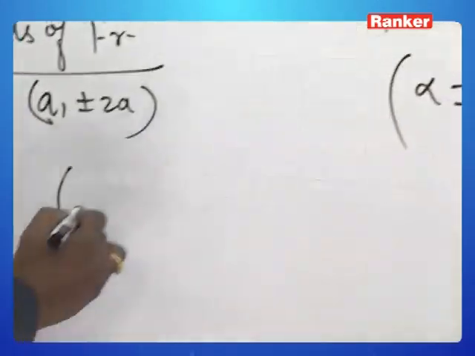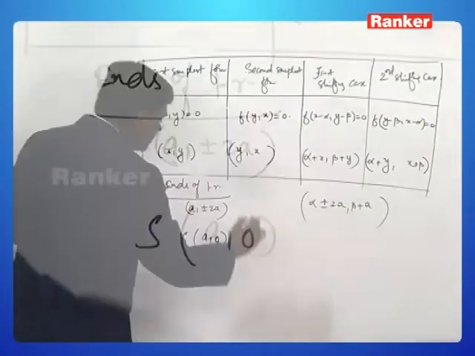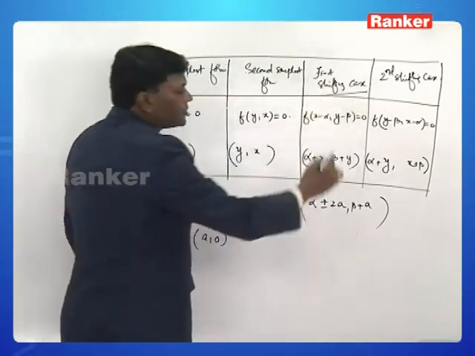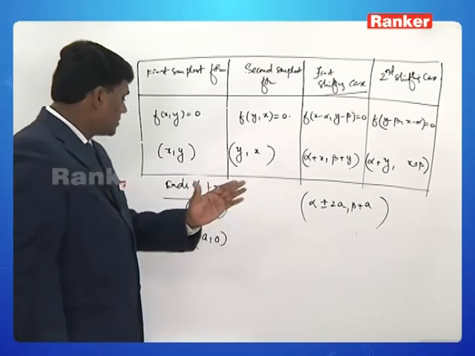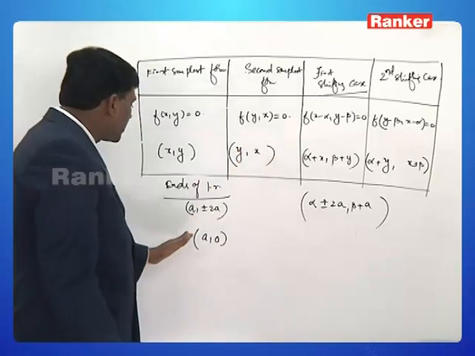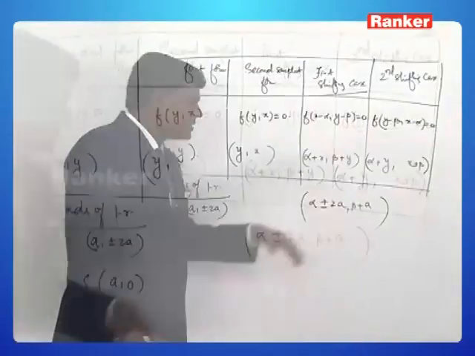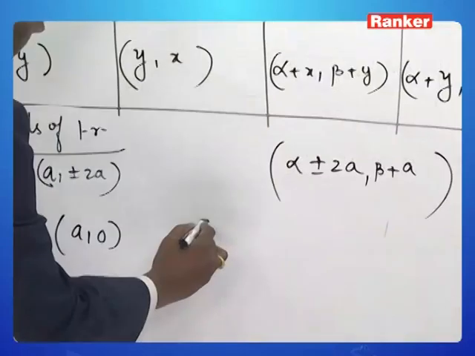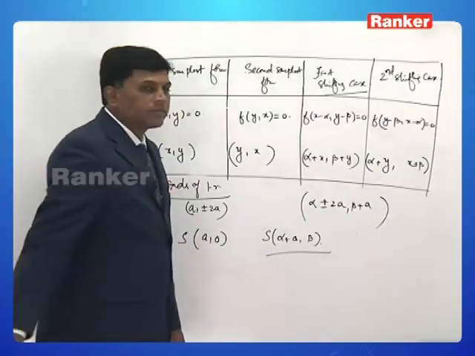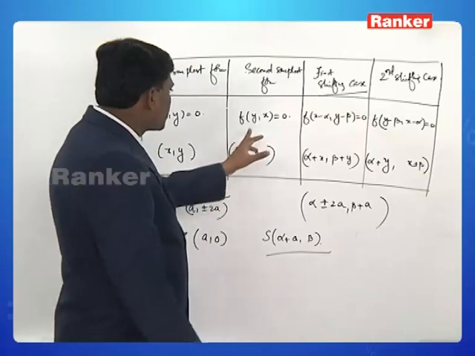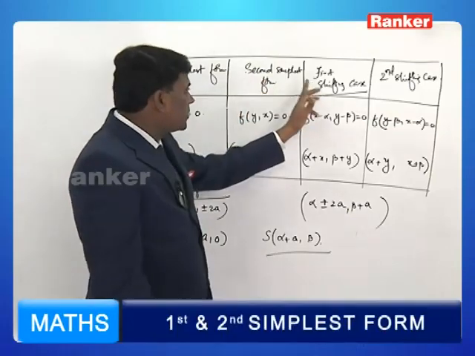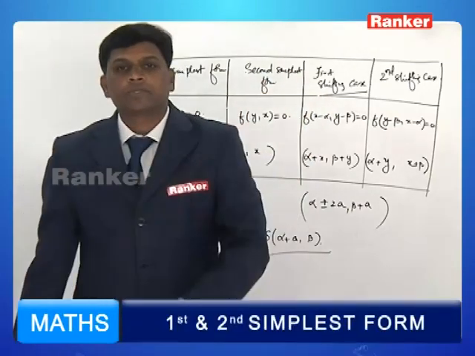Here, suppose the focus S is a, 0, then consider the focus for the first shifting case. In the first shifting case, interchanging is not necessary. What is required only? Just it is added by alpha and beta. So, the focus for this will become alpha plus a, beta plus 0. Like this, by using simple transformational techniques, we can get all the properties for the second simplest form, the first shifting case as well as the second shifting case.